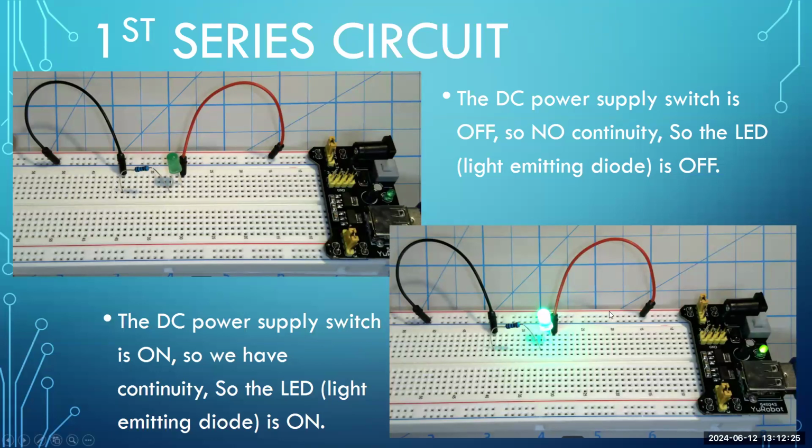We have continuity of these power rails with the power supply, and the power supply is on, and therefore the circuit is on, the LED light emitting diode is now on, and you can see the contrast between an off LED up here in the upper left illustration and the on LED as it glows in the lower right illustration.